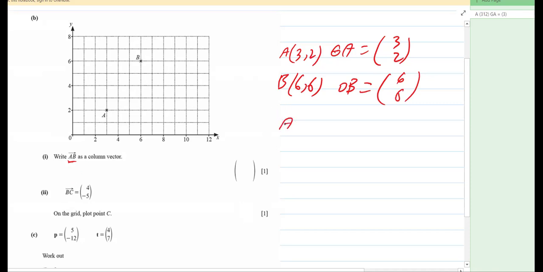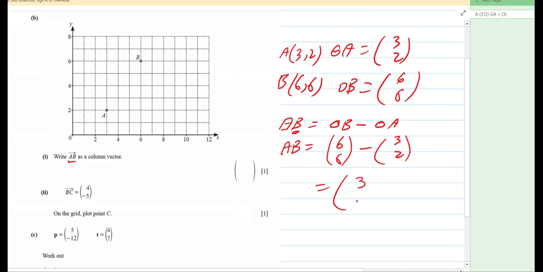Now, if you want to find AB, use the position vectors: the later point position vector minus the first point position vector. Whenever you are given the coordinates and you want to find the vector, always use this way. Make the position vector of that point and then use this formula. For any vector, it can be written as the later point position vector minus the first point position vector. Now, we have to find AB. OB we already have, it is (6, 6) minus (3, 2). 6 minus 3 is 3, 6 minus 2 is 4. So AB is (3, 4).